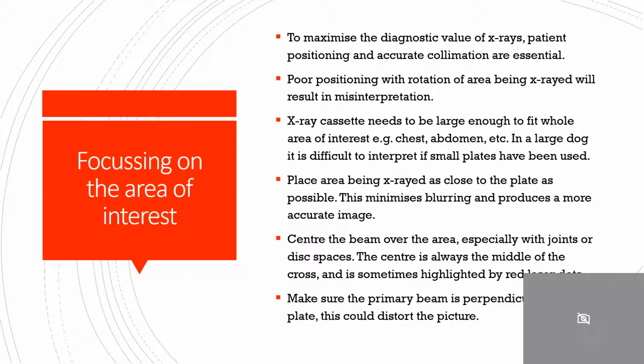The X-ray cassette needs to be large enough to fit the whole of the area of interest, so for example all of the chest or all of the abdomen, and we must make sure that we use the correct size of cassette, with consideration of the size of the animal and also the area being X-rayed.